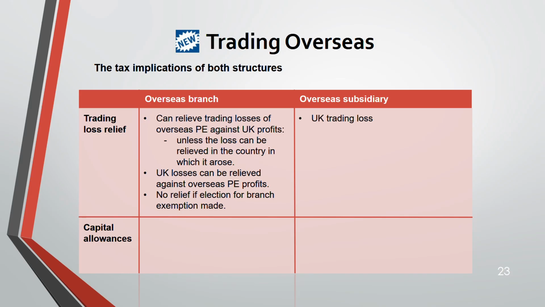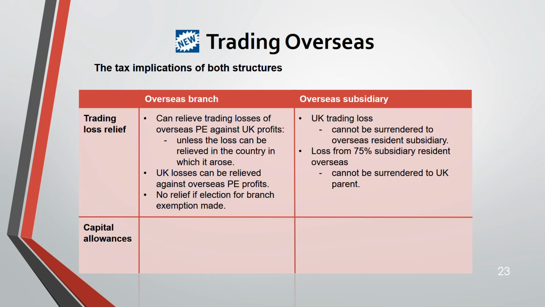For an overseas branch, only UK trading loss. You cannot surrender the UK trading loss to an overseas resident subsidiary. That's a disadvantage. Next, loss from a 75% subsidiary resident overseas. Only this relief you will get. So losses from a 75% subsidiary resident overseas cannot be surrendered to the UK parent. The subsidiary's loss cannot be transferred to the UK parent.